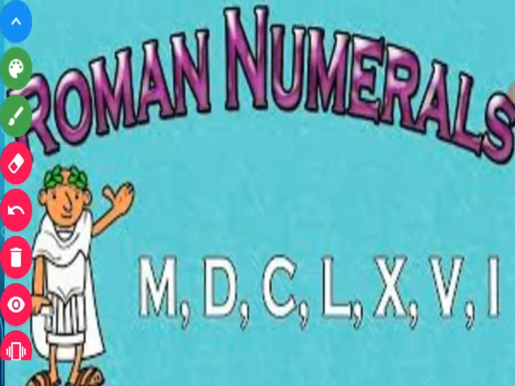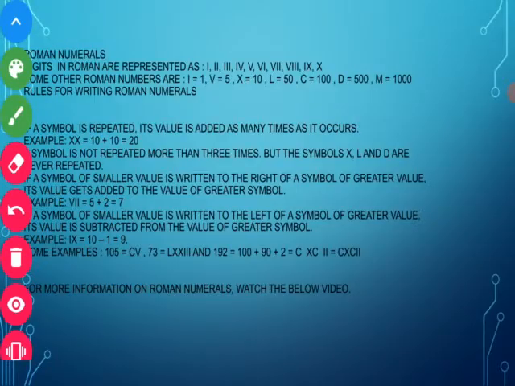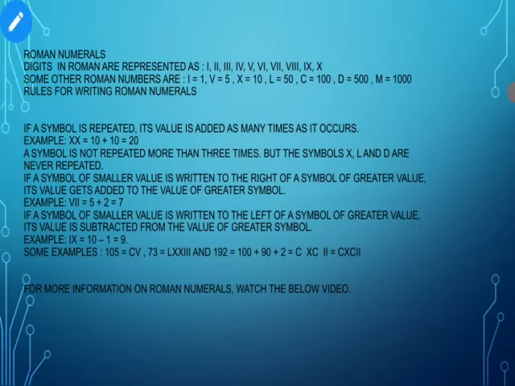Now Roman numerals. In Roman numerals, we use certain symbols to represent numbers. M is used for representing 1000, D is used for 500, C is used to represent 100, L is used for 50, X is used to represent 10, V is used to represent 5, and I is used to represent 1. There are certain rules, so let's go through the rules.